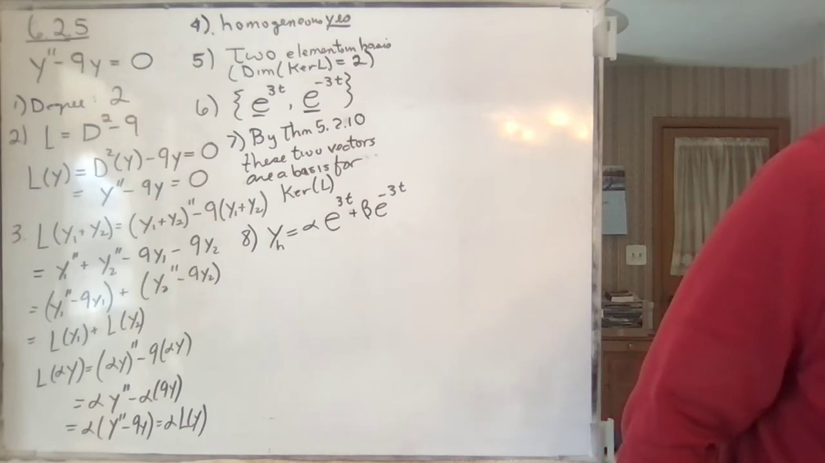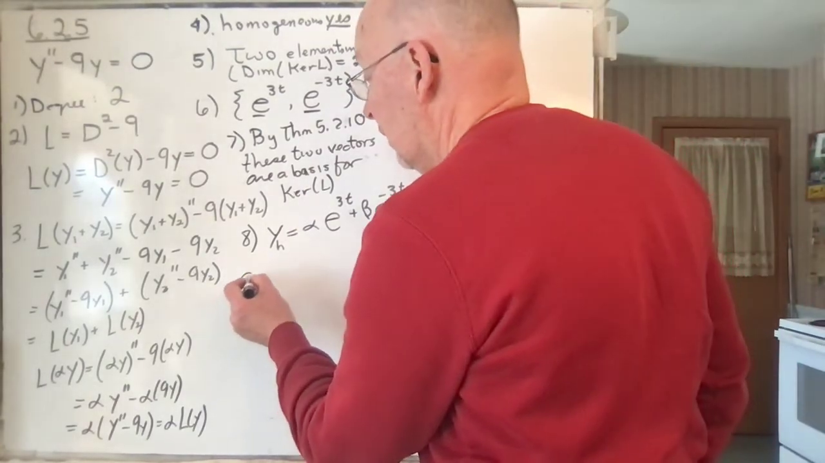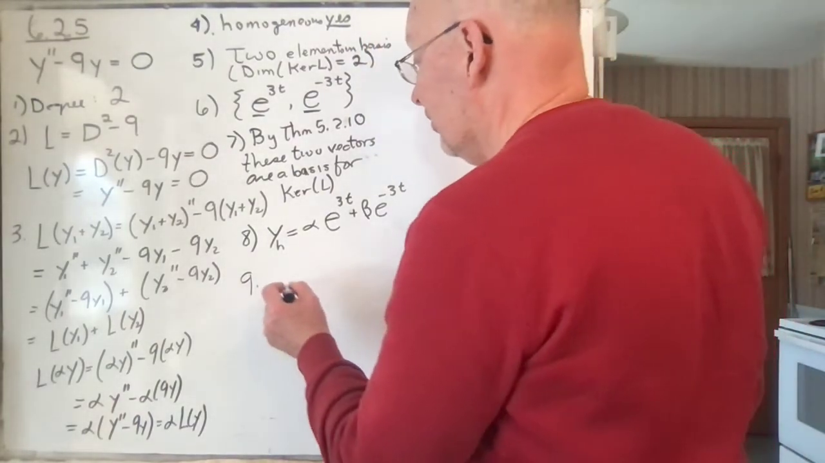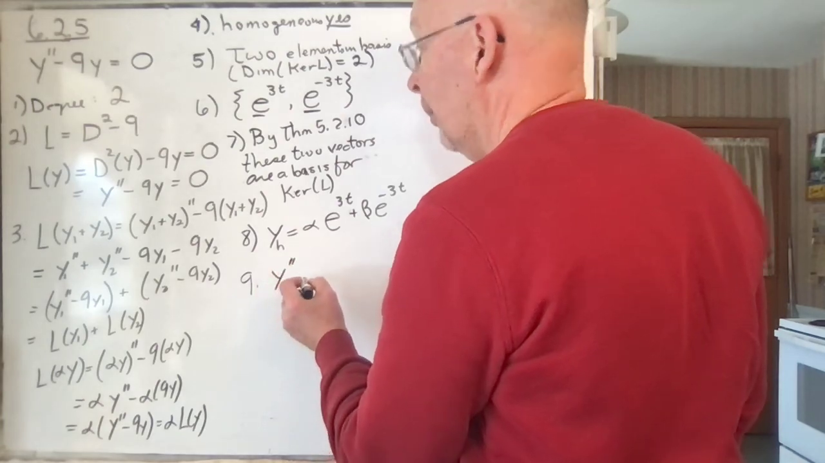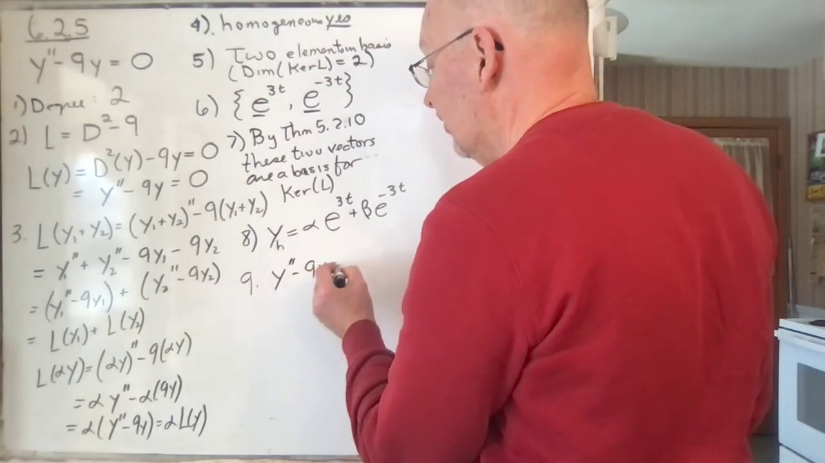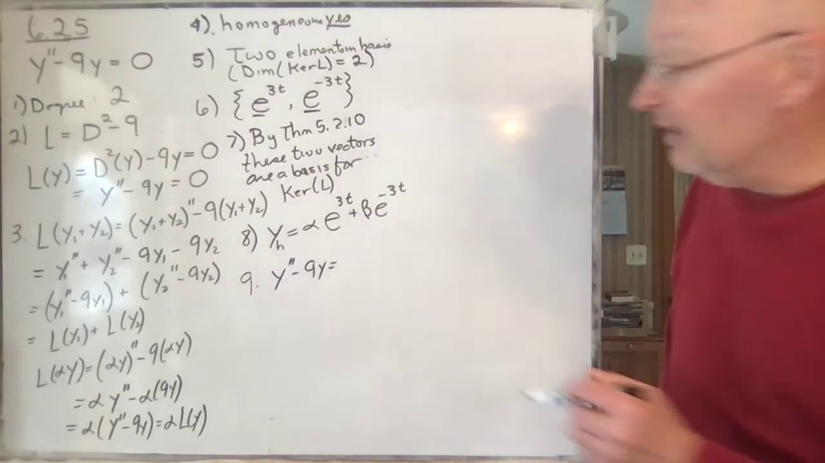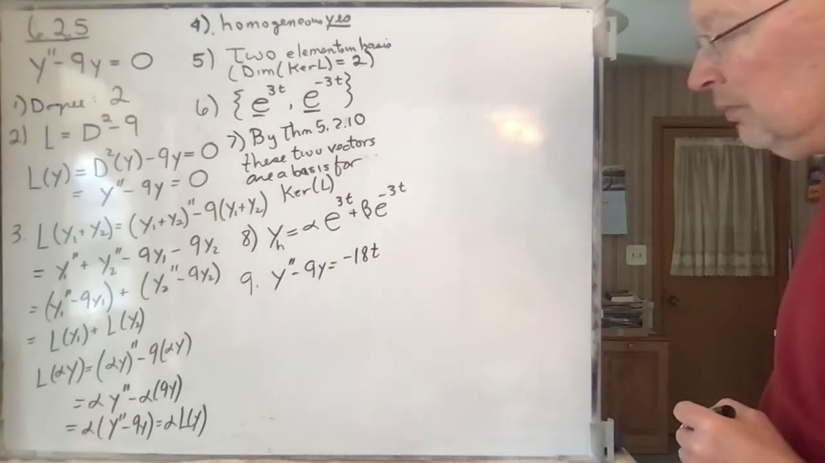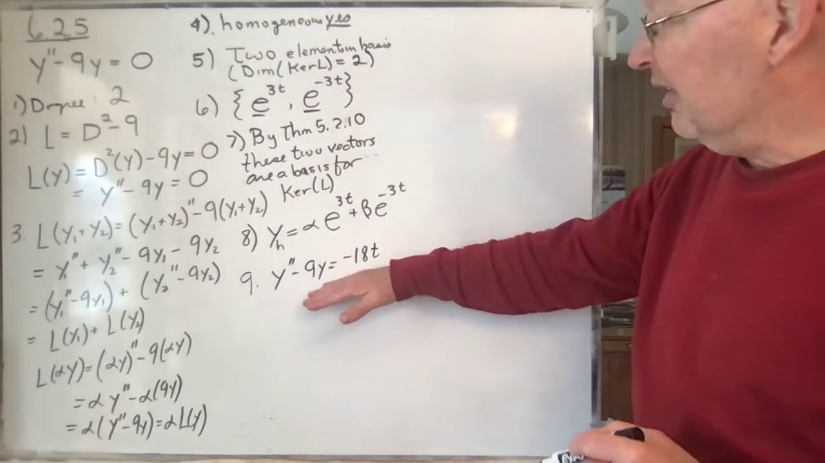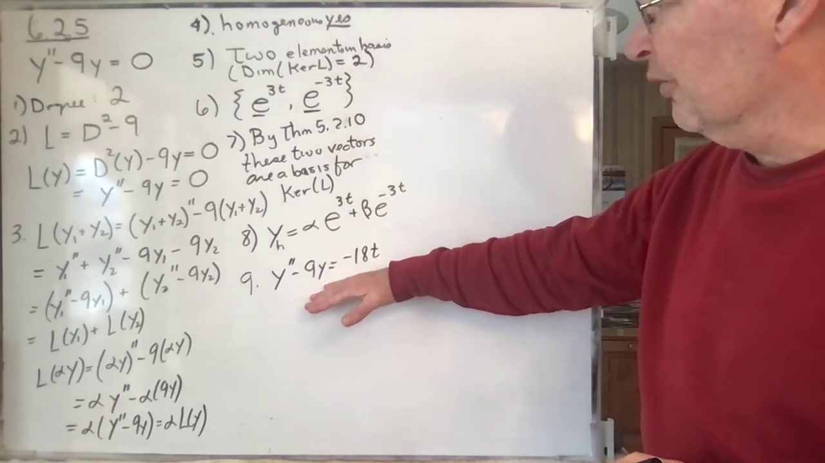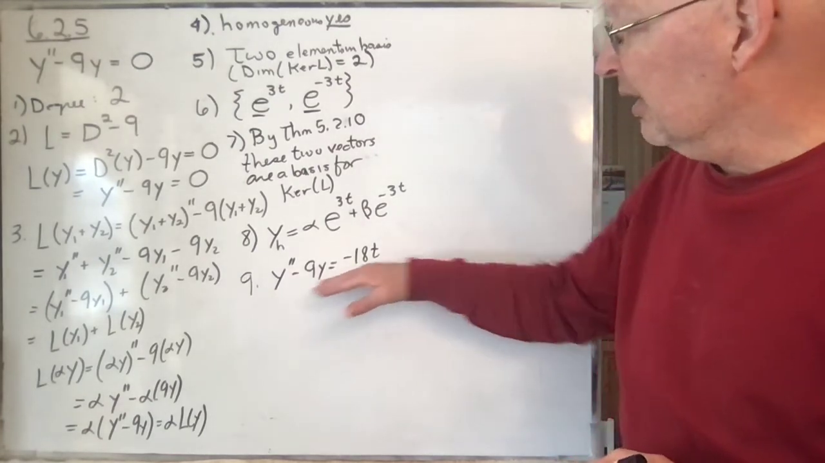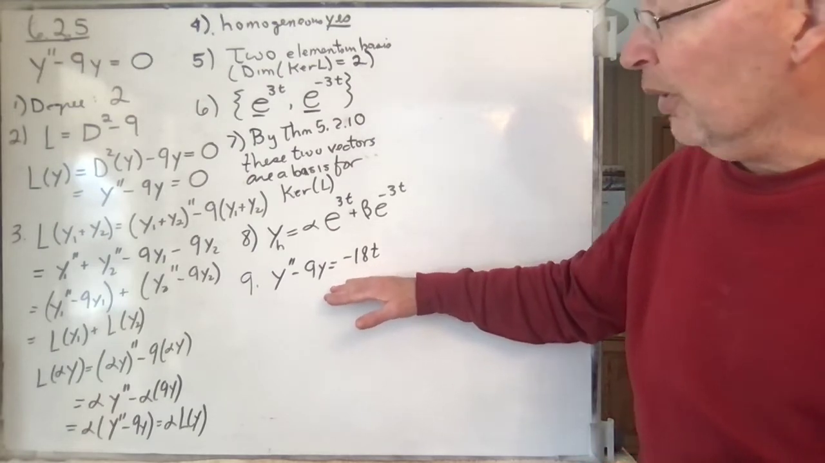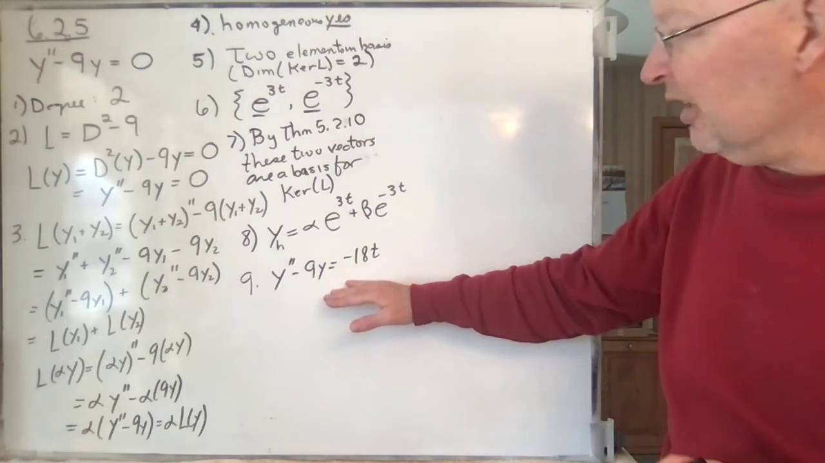Here's how we do that. Look at number 9. Number 9 says, suppose that we have this differential equation: y double prime minus 9y is equal to negative 18t. Notice that this is a non-homogeneous differential equation. It's second order, it's linear, but it's not homogeneous.